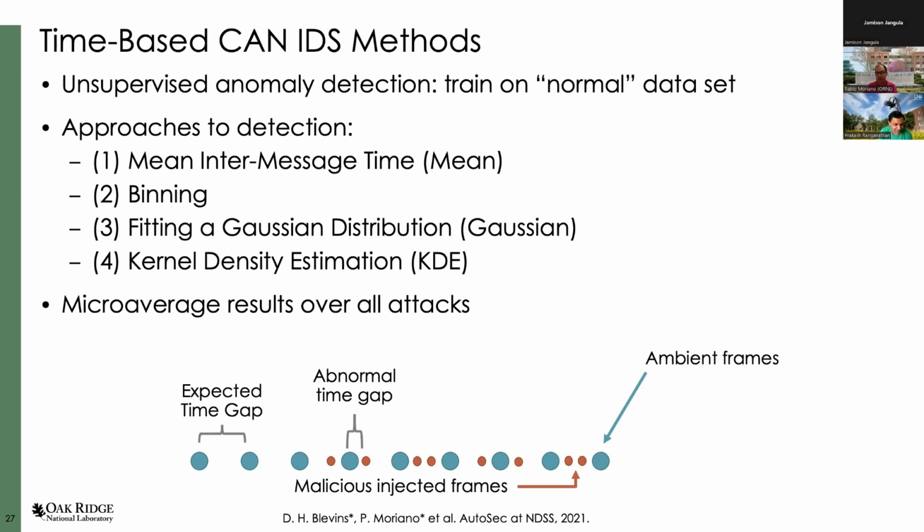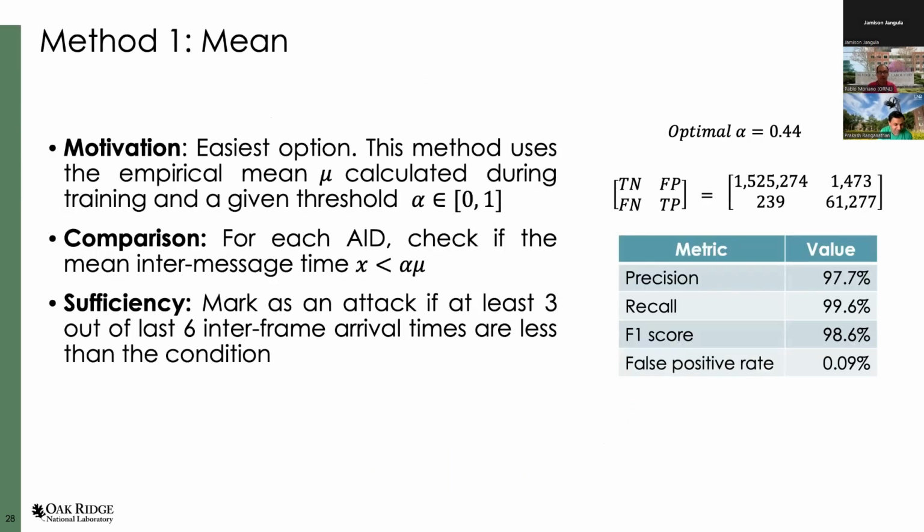For the sake of presenting these results, let me tell you that we micro-average the results over the attacks in our data set. And the notion in the figure below is that what we are trying to detect are those red points, which are the malicious injected frames in the CAN bus. So for method number one, which is of course the easiest option, what we did was to empirically compute the mean of these messages during training.